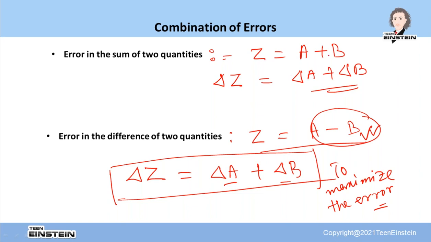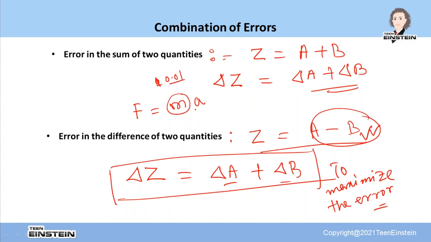Okay, so you have understood when you have two quantities in a summation format. See, in the question, suppose a force has been measured. Force is equal to mass into acceleration. So in the mass measurement, some percentage error will be given, or absolute error will be given.